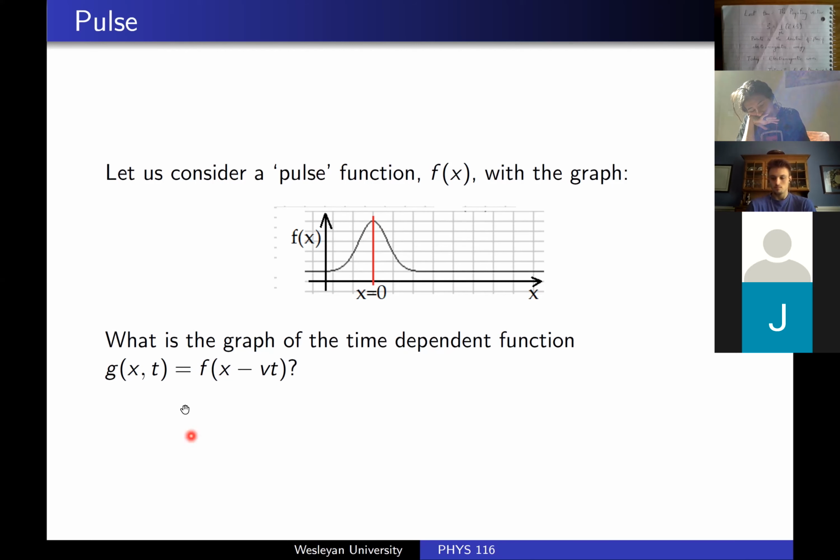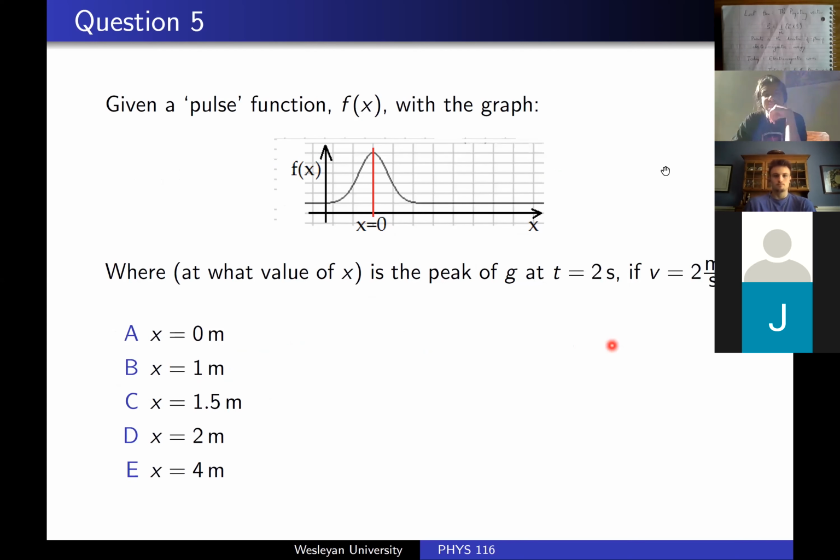But now what if I create a time-dependent function, g, which is a function of x and t, and I write it as f of x minus vt. What is going to happen? Obviously, the graph that we see is going to change as time changes. How is it going to change? I'm just going to take you through it. The question is asking, at what value of x is the peak of g?